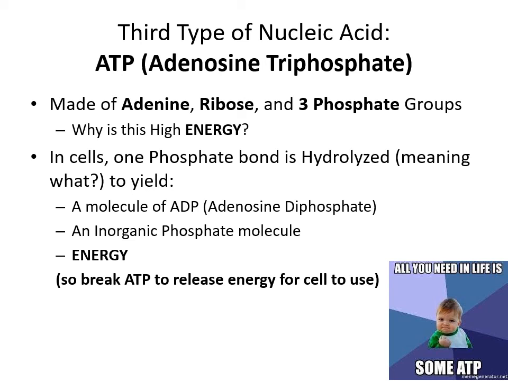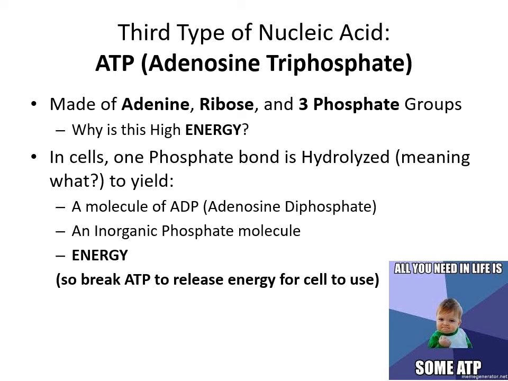Then we have the third type of nucleic acid, and it's another very important one because it is ATP, it's your energy, okay? So this nucleic acid, ATP, is made up of adenine, ribose, and 3 phosphate groups. Adenine, remember in the previous slides, is a nitrogen base. Ribose is a sugar, and then you have the 3 phosphate groups. And I want you to circle, star, highlight the 3 phosphate groups, because that is why ATP is high energy.